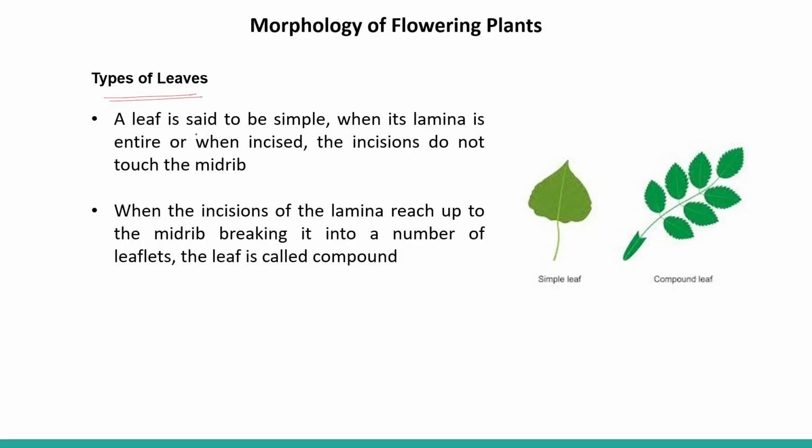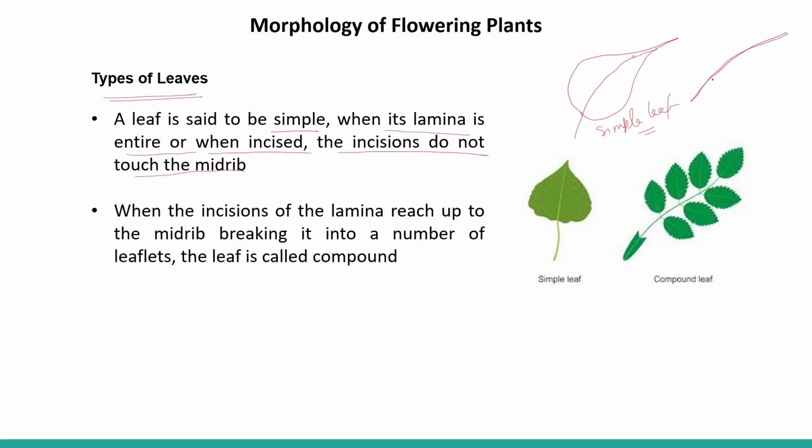Types of leaves. A leaf is said to be simple when its lamina is entire, or when incisions, if present, do not touch the midrib. So here we can see a simple leaf like this. So this is a simple leaf. Now, if the lamina is incised, okay, so the lamina is incised.